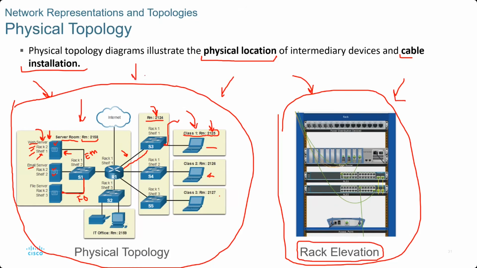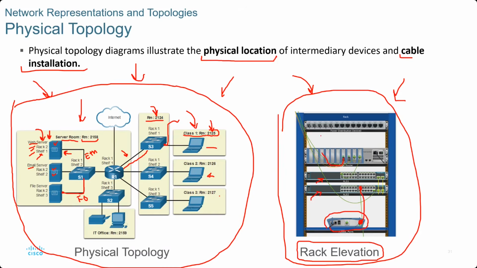Then you need this kind of topology. The rack elevation tries to show you exactly which type of device it is, what it is called, which port it is using to connect to exactly which port on this switch, what model this switch is, and how cables are going.